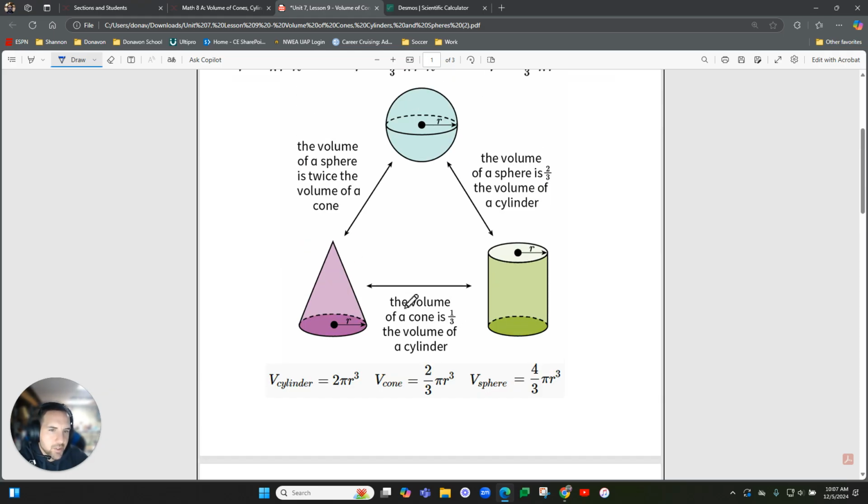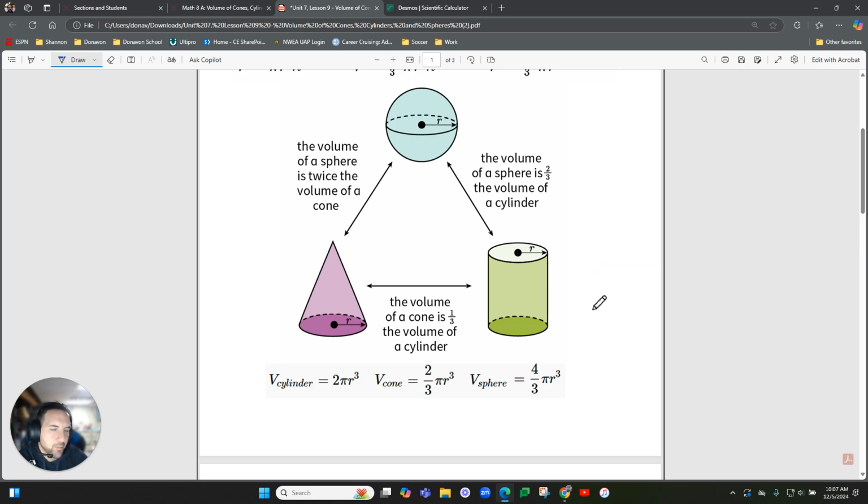And what you'll notice about this situation is this is the relationship here. It says the volume of a cone is 1/3 the volume of a cylinder. We already kind of talked about that, right? If you take the volume of a cylinder and multiply it by 1/3, you get the volume of a cone. The volume of a sphere is 2/3 the volume of a cylinder. Again, that's only if the radius and the height are the same, or the diameter of the sphere. Then it's 2/3 the volume of a cylinder.